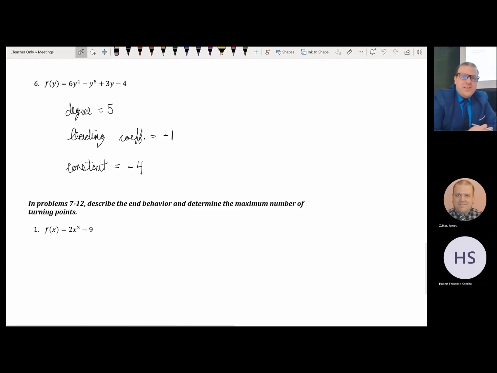We're going to discuss end behavior. And so again, what do I mean by end behavior? Long run on both sides. So as x increases without bound in the negative direction and in the positive direction.